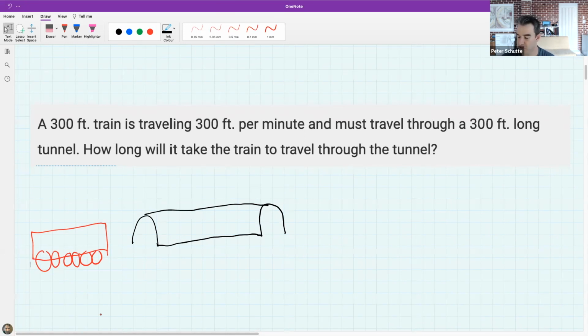Okay, so this is not on the syllabus. This is just me finding questions that are, oh, some of you guys, sneaky. So we have a couple of different answers. We know the train is 300 feet long, and we know the tunnel is 300 feet long. And we know that it's traveling at 300 feet per minute. So some people have said 1 minute, some people have said 2 minutes, some people have said 300 feet per minute. What is the answer going to be?